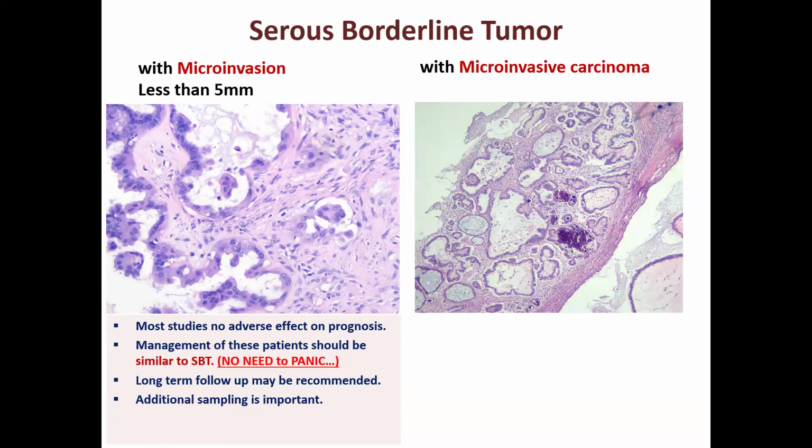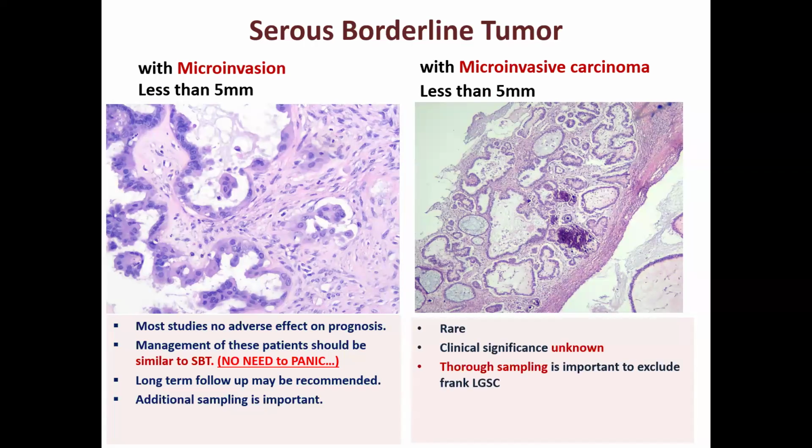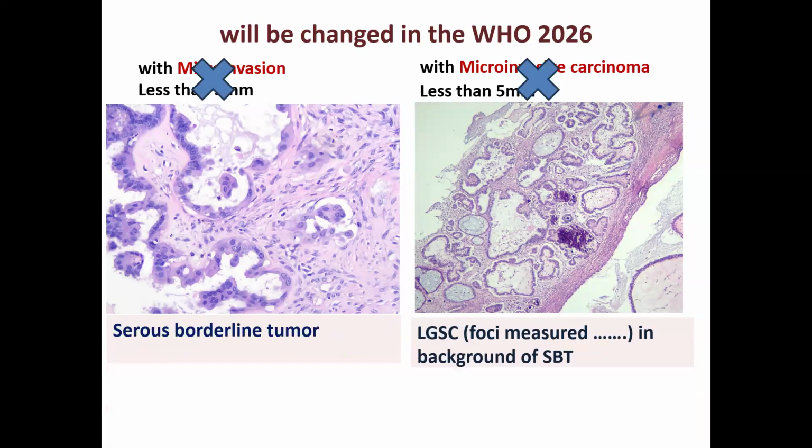However, this is different from microinvasive carcinoma. Microinvasive carcinoma means that we have an area that's cytologically and architecturally similar to carcinoma, but less than 5 millimeter. This is rare, the clinical significance of it is unknown, and it needs thorough sampling to exclude frank low-grade serous carcinoma. Because this area is so debatable and confusing, in the recent WHO classification that will be published soon this year, the WHO 2026, the terms microinvasion and microinvasive carcinoma are removed altogether, and serous borderline tumor with microinvasion is just called a serous borderline tumor because this has no effect on prognosis.